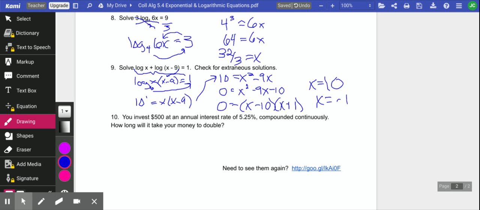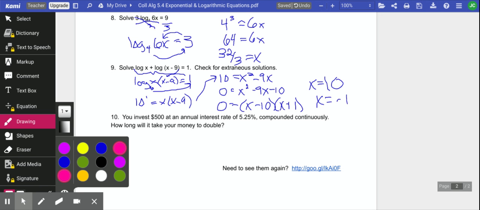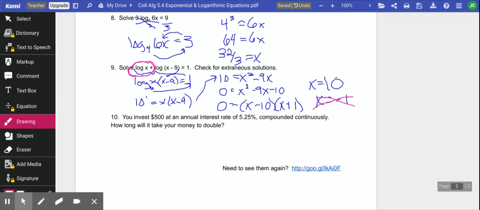Remember, we are not allowed to take the log of a negative number. So right here, we need to make sure we're not plugging in a negative number. Of course, plugging in 10 is going to be fine, but I can't plug in -1 there. So that's an extraneous solution. The only solution we actually have to this problem is 10.